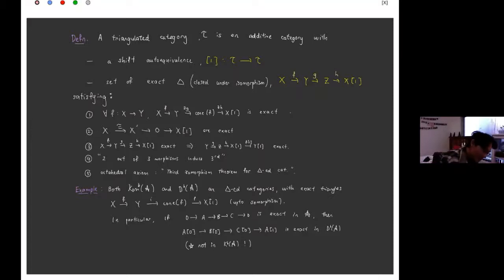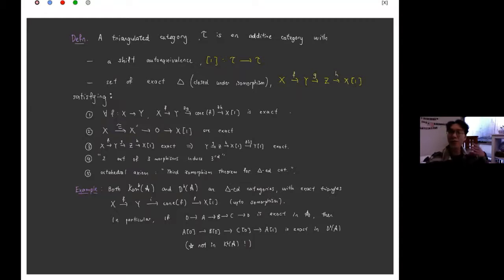The first one is that given any morphism between two objects, there's always a way to complete it into an exact triangle. For the examples I gave you with complexes, the way to complete it is to take its cone. So given any map between two complexes, you can always take its cone, with one map being the inclusion map and the other being the projection map, and that will give you an exact triangle. The other important one is that if I have any isomorphism between two objects, then this sequence is going to be an exact triangle.